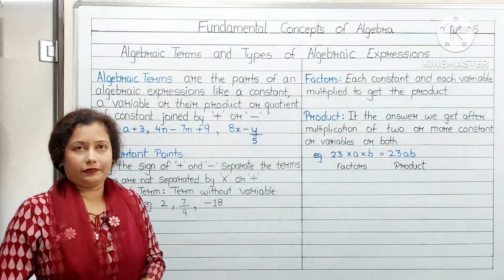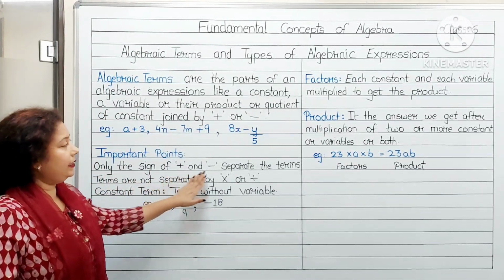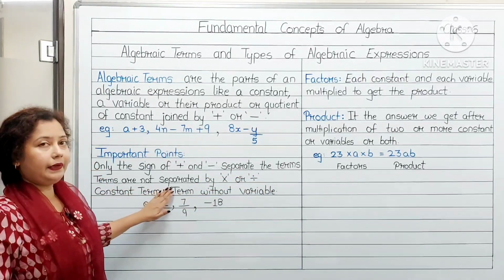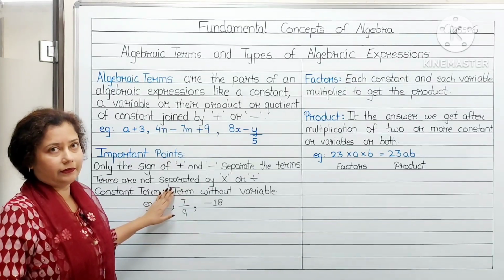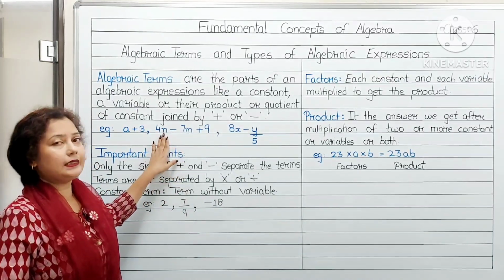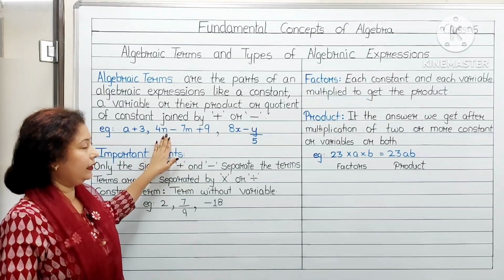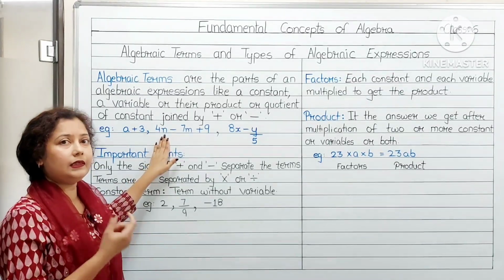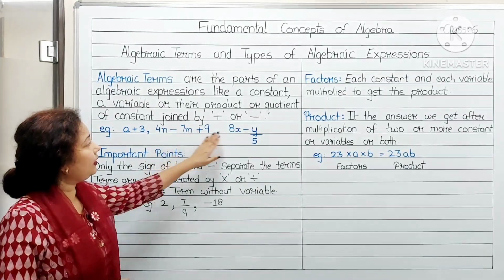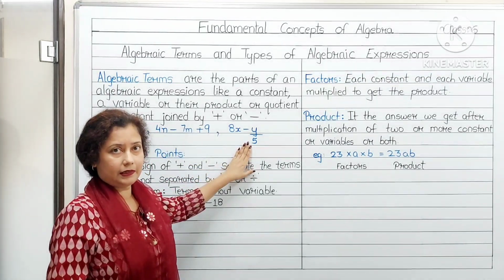Few important points we have to remember. That is, only the sign of plus and minus separate the terms. That means, terms are not separated by multiplication or division. When there is multiplication and division, then it is considered as single term. In this case, 4n, that is 4 into n. So, 4n is considered as single term. Algebraic term is also called as term. Next, y upon 5 is also considered as the single term.